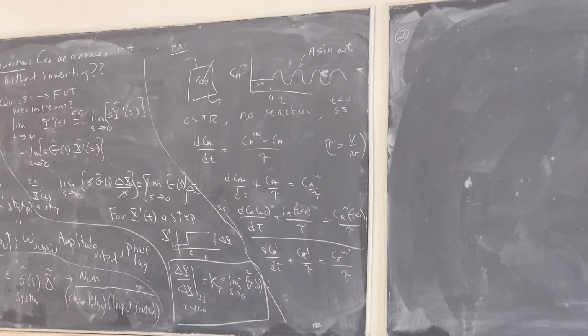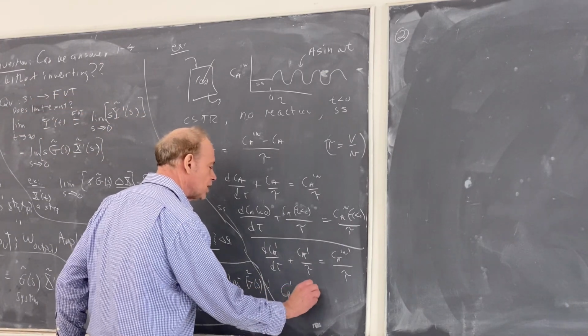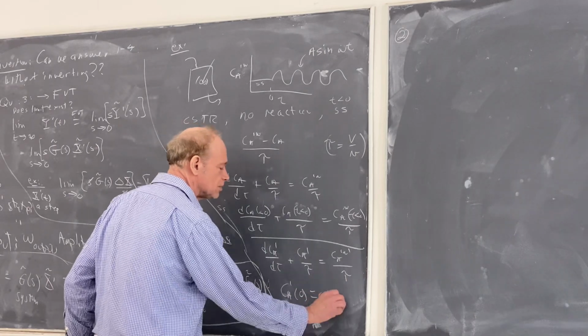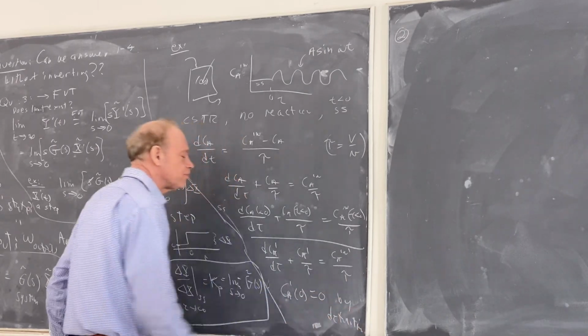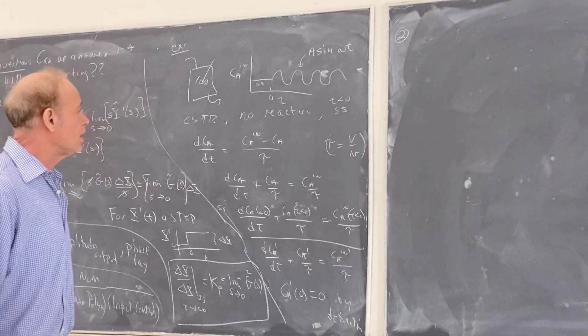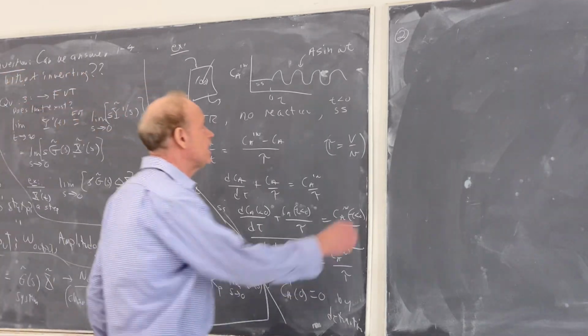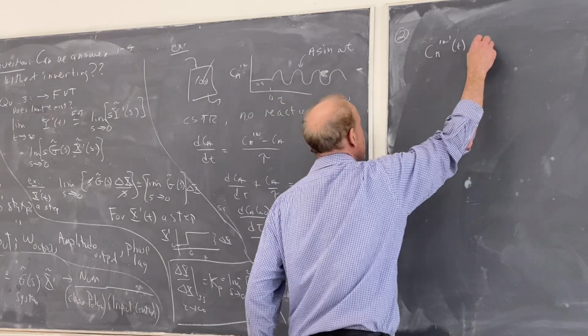But now I know that CA prime of 0 is 0 by definition because it's an initial condition, because it's a prime variable. Now let's Laplace transform. Well, except now I know that CA in prime is A sine omega.